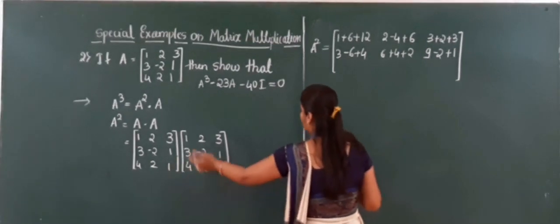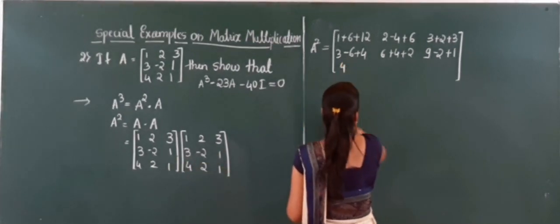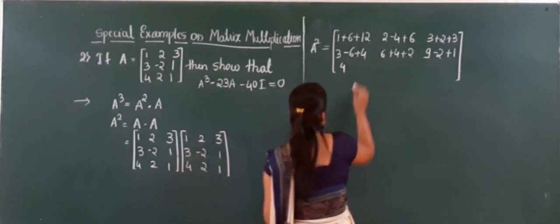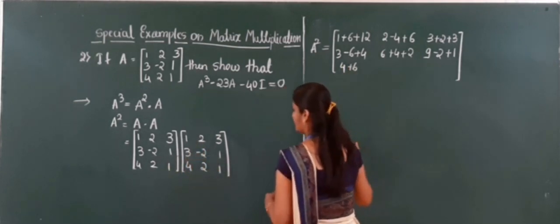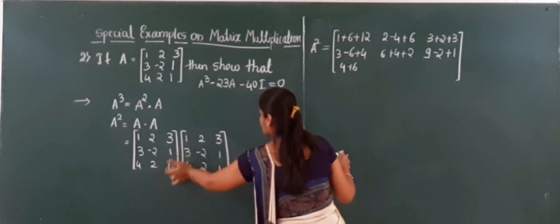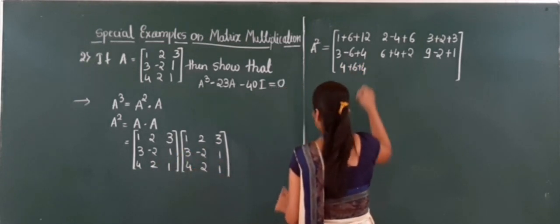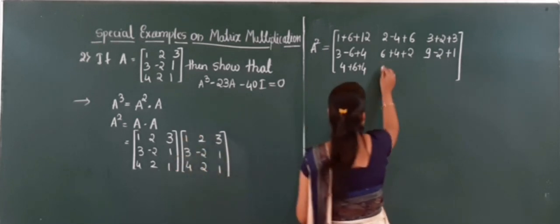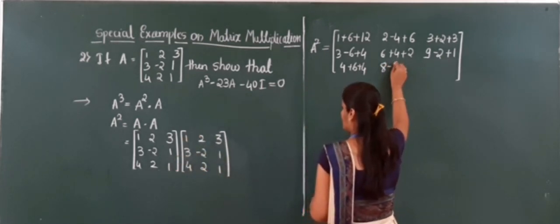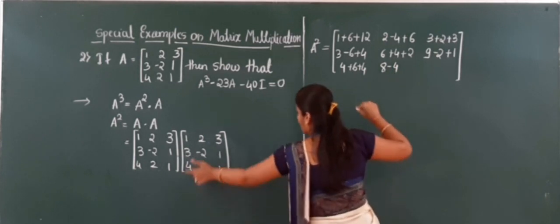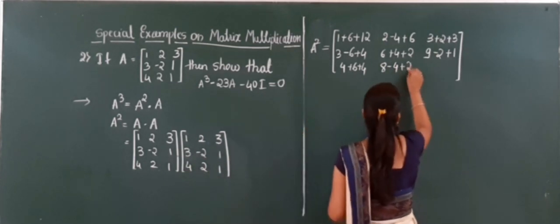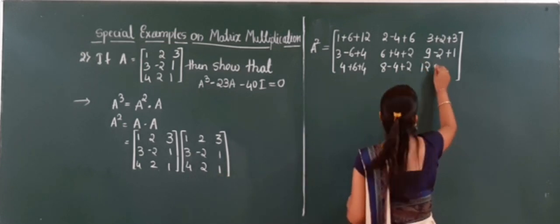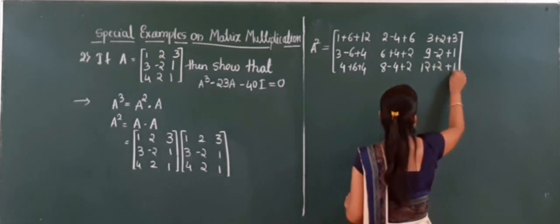Next, third row, first column: 4 ones are 4, 3 2s are 6, 1 4s are 4. Next third row, second column: 4 2s are 8, 2 2s are minus 4, 1 into 2, 2. Third row, third column: 4 3s are 12, 2 1s are 2, 1 1s are 1.